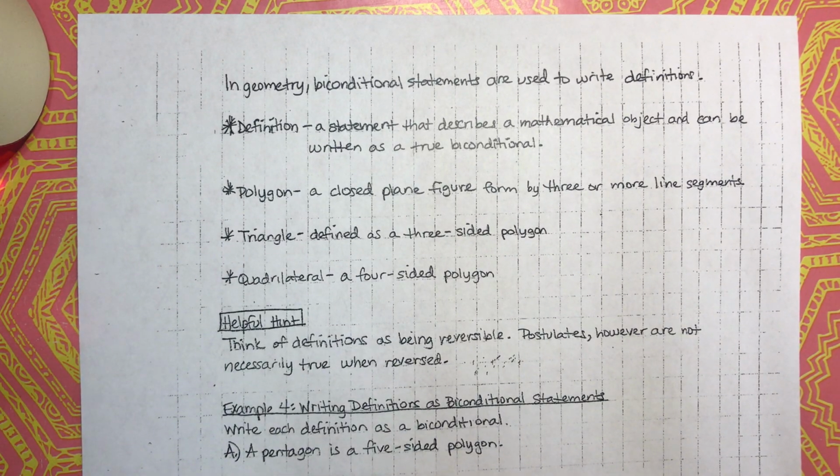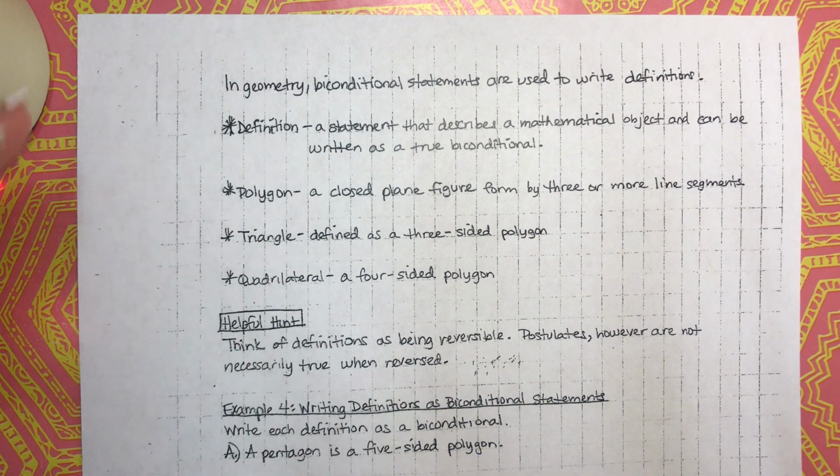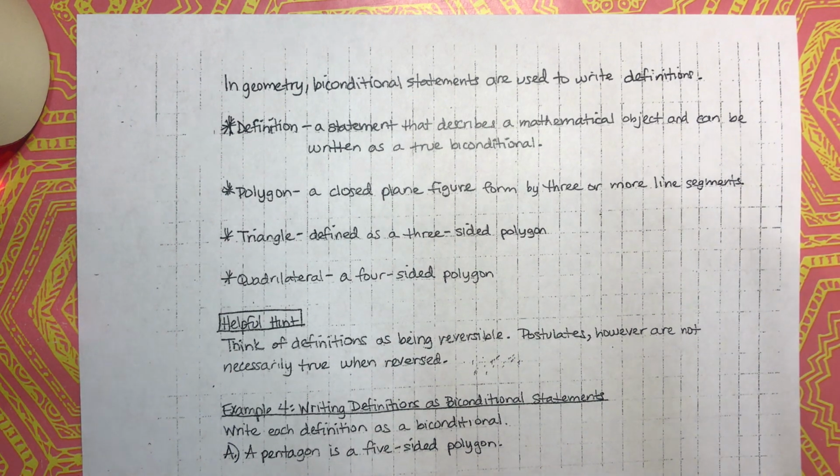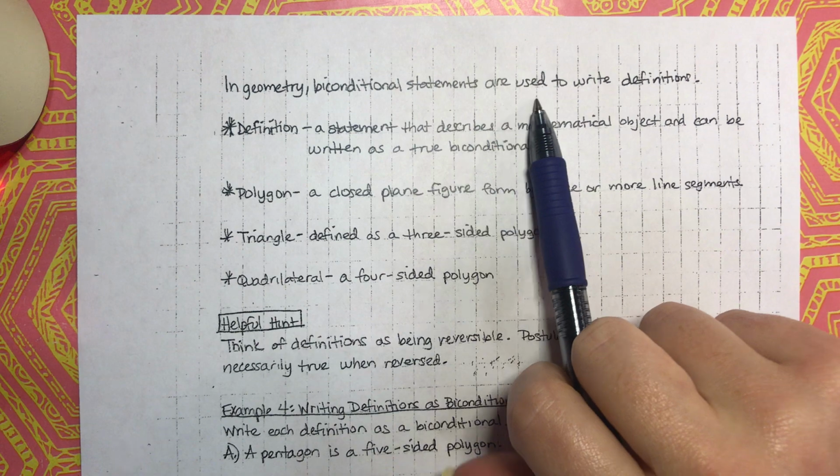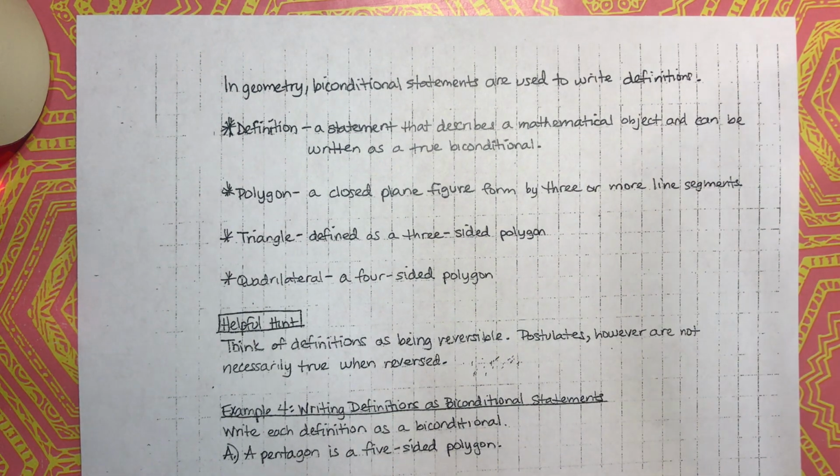All right, we're going to talk about example 4, but first we have to go over some information. So in geometry, biconditional statements are used to write definitions. And we use definitions all the time, right? A definition of a triangle, a definition of a square, and a definition of a rectangle. There's all different types of definitions.